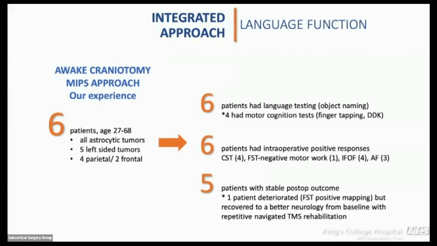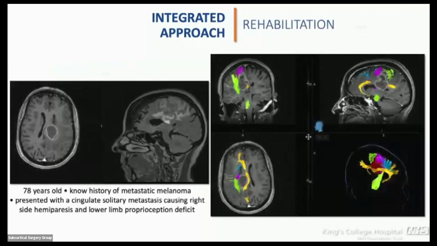Our preliminary experience on awake craniotomy in the MIPS setting: you see we don't have big numbers at the moment, 6 patients, 5 of them stable in terms of language function postoperatively. One of our patients actually deteriorated directly after the surgery. She woke up mute and hemiparetic because of the positive mapping of the negative network for language and motor, basically the frontostriatal tract. This is a case of interest that I'm going to present now, and a case where we can see how early rehabilitation can work as well. So let's dive into this case.